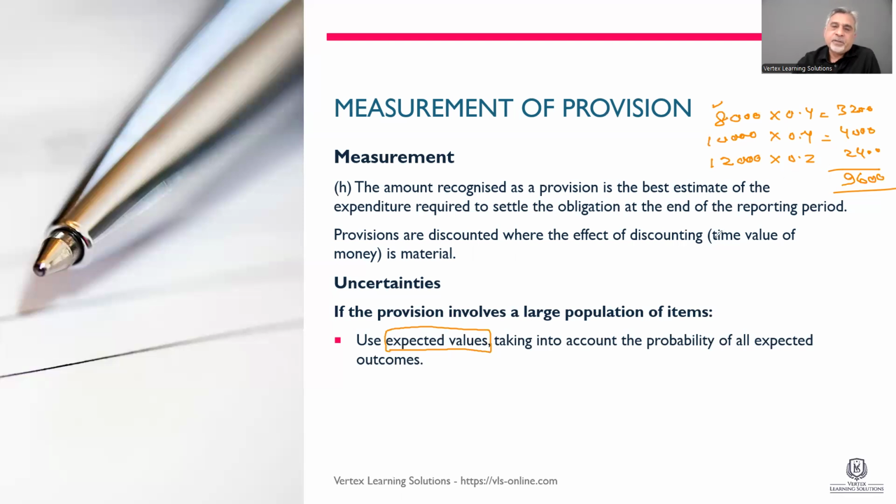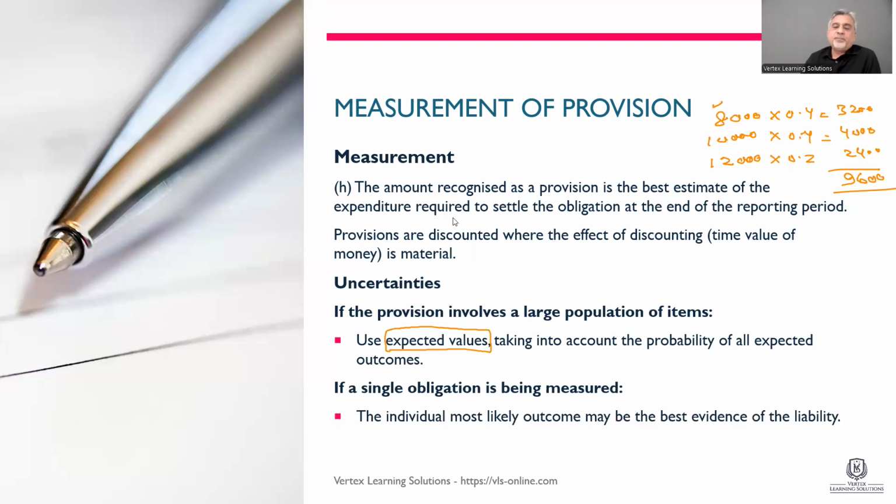This is called expected value when you have multiple options. But sometimes you have a single obligation. So a single obligation is measured on the most likely outcome. What is the most likely outcome? Either this one or that one. So whichever has the highest probability, you will take that event. Okay. So, this is about the measurement of provisions.